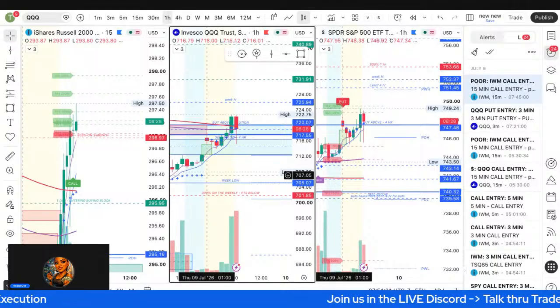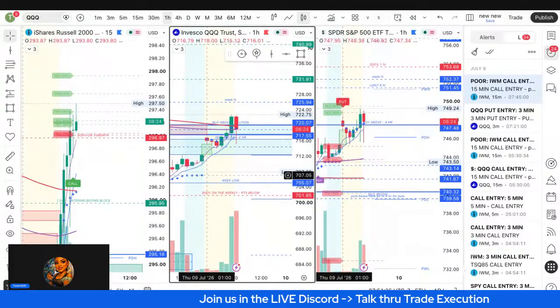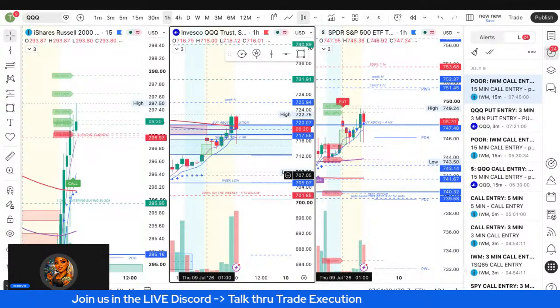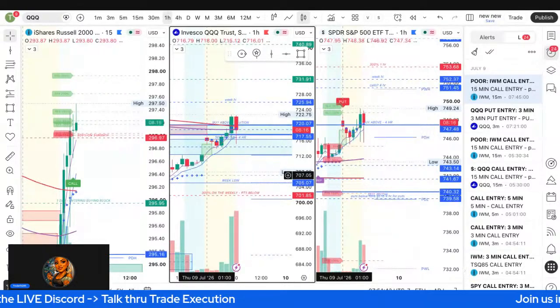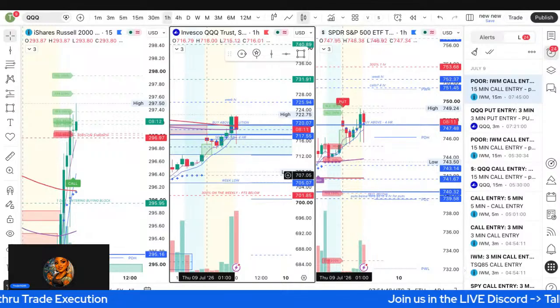I put you guys on the 1 hour on everything. You can see the buyers are strong. Same thing you're seeing on QQQ and SPY, you're going to see that on IWM too on the 1 hour, but I'm keeping it on the 15 minutes because that's where the alert fires.